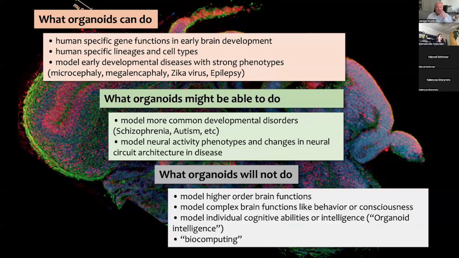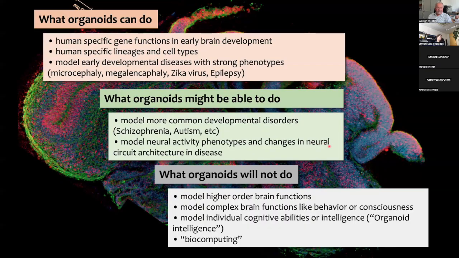So I just wanted to say that organoids at the moment can model human-specific gene functions in brain development. We can also use them to model human-specific lineages and human-specific cell types. And we can model early developmental diseases that have strong phenotypes. What organoids will be able to do in the future is to model common neurodevelopmental disorders like autism or even schizophrenia, that they can model neural network activity changes and changes in the architecture of the neural networks that underlie the disease.